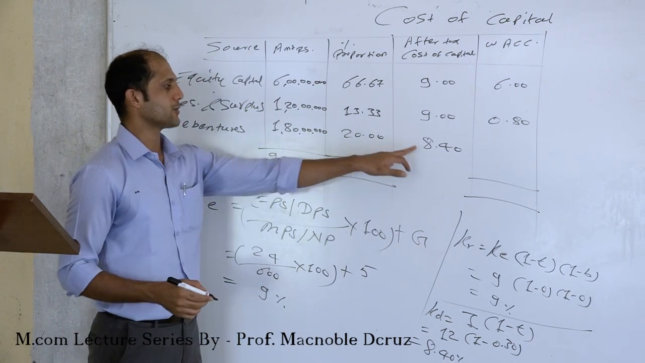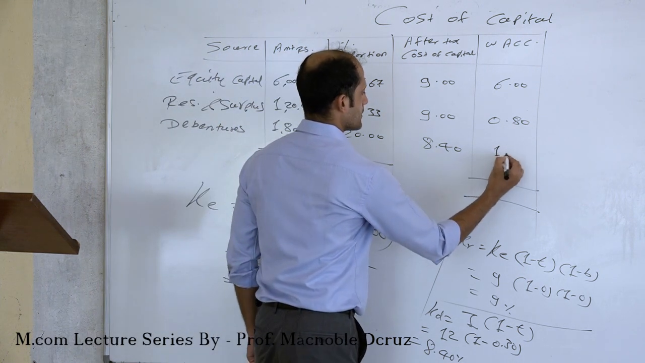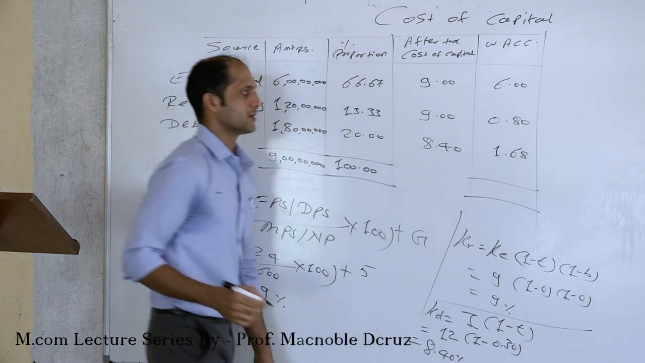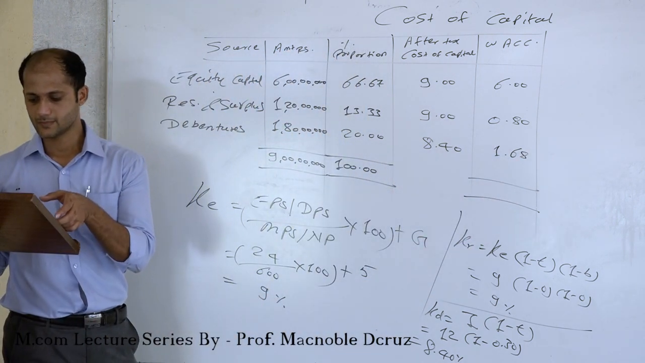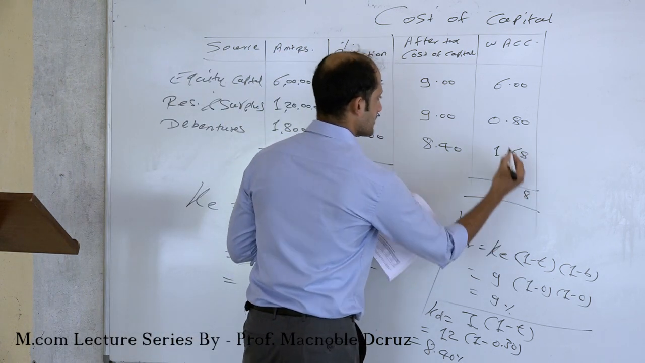And then 20 into 8.40%, which comes 1.68. Correct? Make the total. Yes.